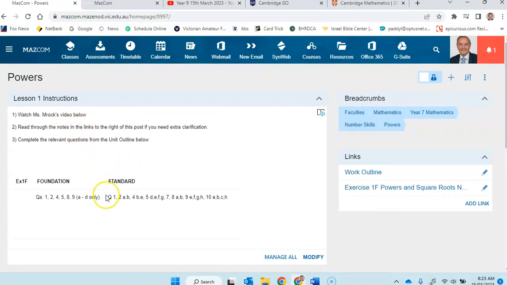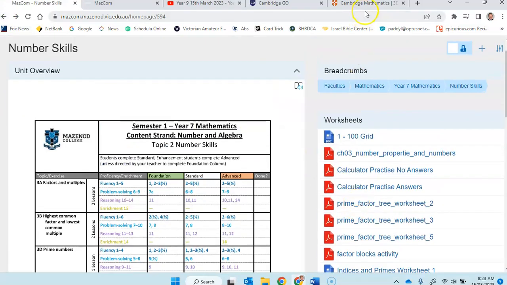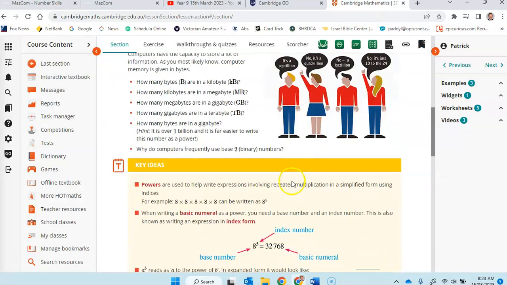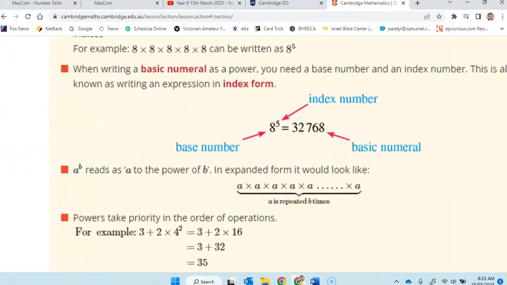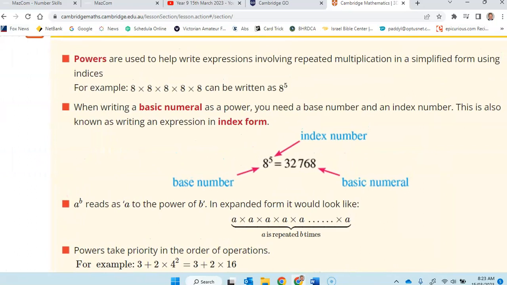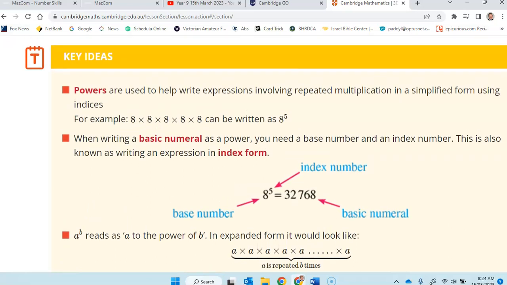But we were looking at our powers yesterday in our textbook. This is what we were looking at. We went through the basics of what it is: power or index notation or indices. Index being the singular and indices being the plural. The index notation is the superscript up here that shows how many times the number is multiplied by itself. Here the number 8 is multiplied by itself 5 times.